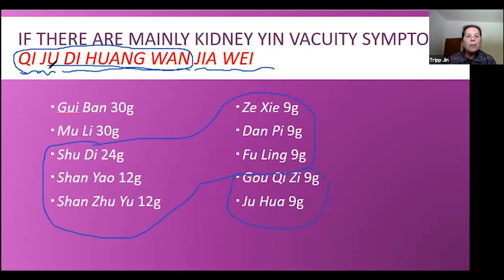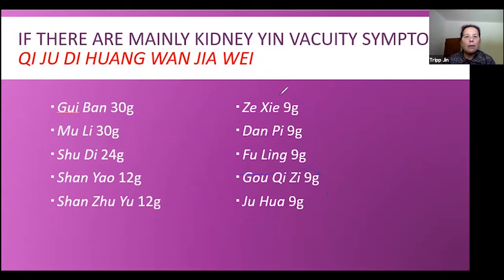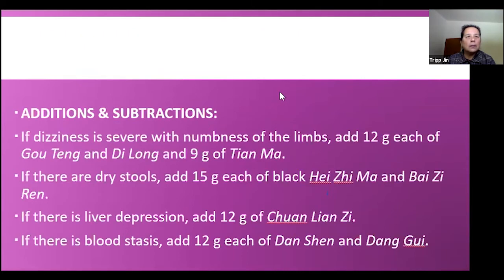Then we add more ingredients here. 龟板 is nourishing and tonifying, and 牡蛎 brings all the heat downwards. So that's how we modified from there. Then we can still add some more if the patient has certain conditions.